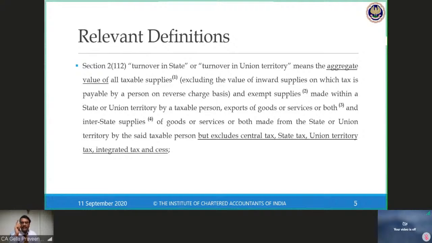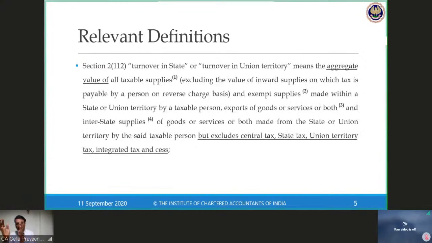Point number 2. When I refer to taxable supply, that supply which is there in my profit and loss account, that supply which is sitting in my balance sheet, please understand this term turnover in state does not restrict itself to the balance sheet or P&L account. It goes beyond P&L to the balance sheet. Example, sir, I have received 1 lakh rupees as an advance from my customer. So what do you do? Sir, I am dealing with supply of services. I am an AMC contractor.